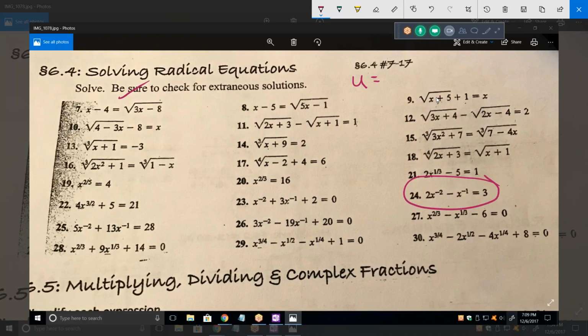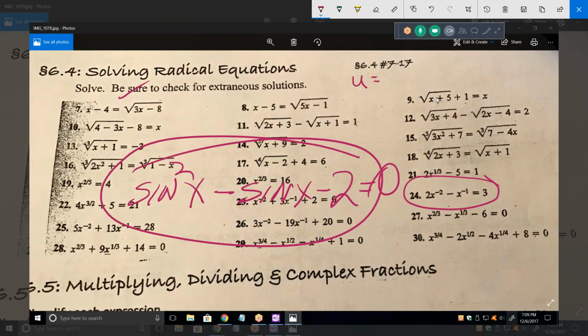Have you had trig yet, Hayden? No. Well, you get the same thing with trig. If I had a question like this, that's a quadratic. It's a quadratic because this term is the square of that term. That's all you need for a quadratic, is for the leading term to be the square of the middle term, and you have a constant. So we're looking at a quadratic here on 24.